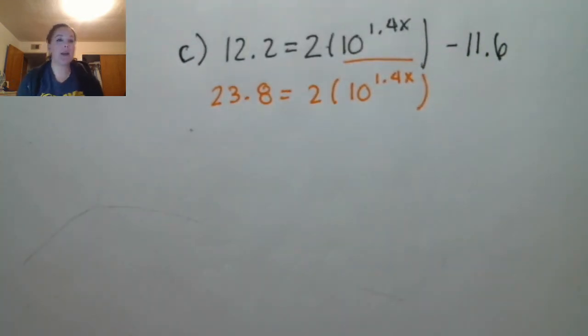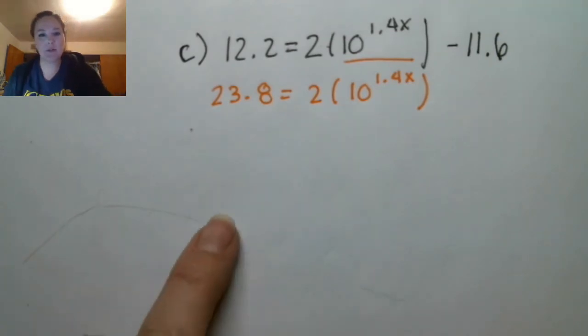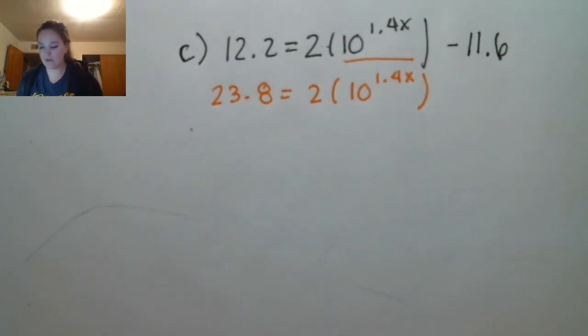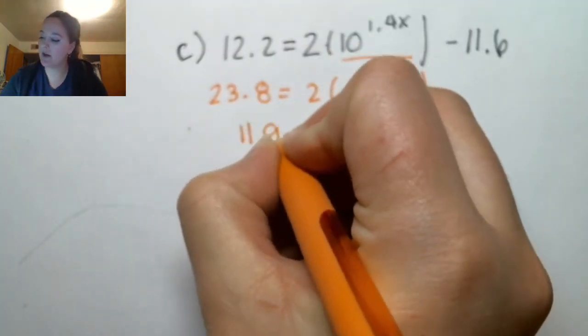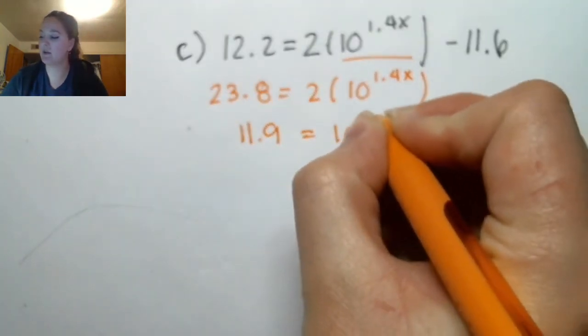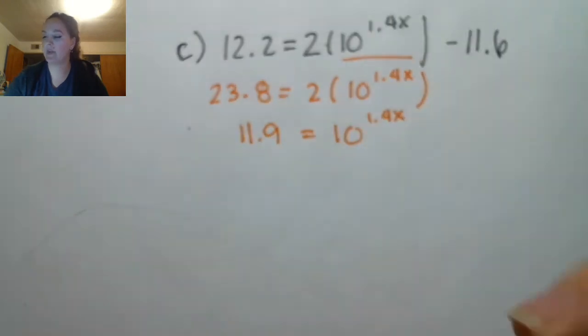Now I want to go ahead and divide both sides by 2. So we're going to take 23.8 and divide it by 2, and that gives us 11.9. This will be 11.9 equals 10 to the 1.4x.